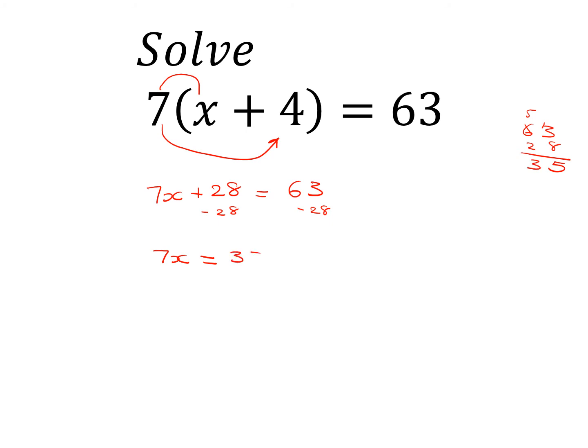So 35. Divide by 7 now. This leaves us with x. 35 divided by 7 is 5. And again, check to see if that's correct. 5 plus 4 is 9. 9 times 7 is 63.